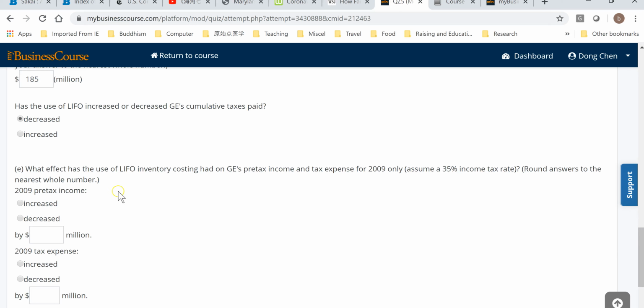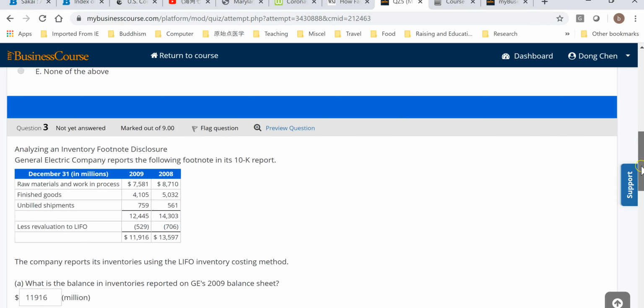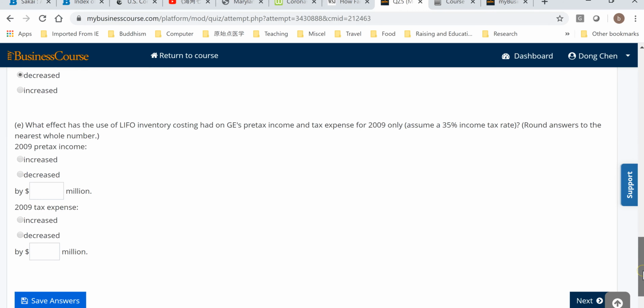And what effect has the use of LIFO inventory costing had on G's pre-tax income and tax expense for 2009 only? So far we're just looking at the cumulative impact, because that's what the balance sheet is. It's looking at the cumulative effect. And now the question shifts to asking what is the difference between the pre-tax income and the tax expense for 2009 only. So it's specific to that year only.